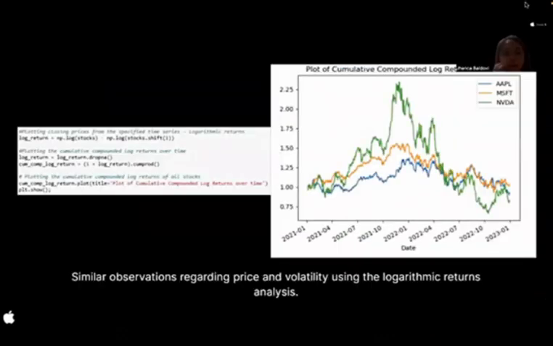So for a more reliable presentation, we also use the logarithmic returns. So focusing on Apple here, we can see that there are similar observations regarding the price and volatility using logarithmic returns analysis as compared with the simple returns mentioned earlier. And it can also be traced back to what Gabby has mentioned earlier regarding the volatility of its prices. Next slide, please.